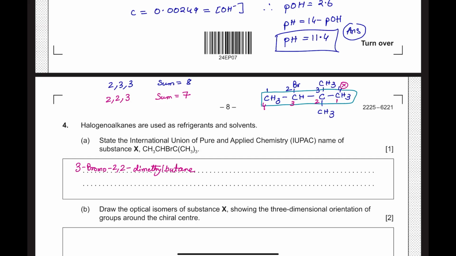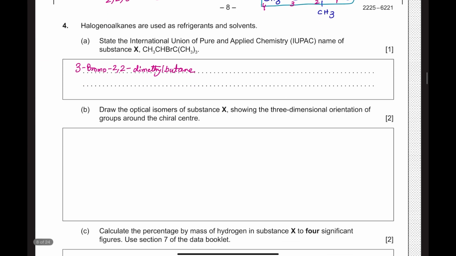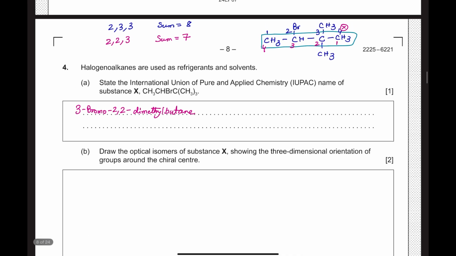Next, you have to draw optical isomers of substance X. For substance X, this is your chiral carbon because it is connected to a hydrogen, right? If I just open up this bond, you'll see it is connected to a hydrogen, it is connected to a CH3, it is connected to this group, and it is connected to bromine. 4 different groups, right? So this is your chiral carbon.